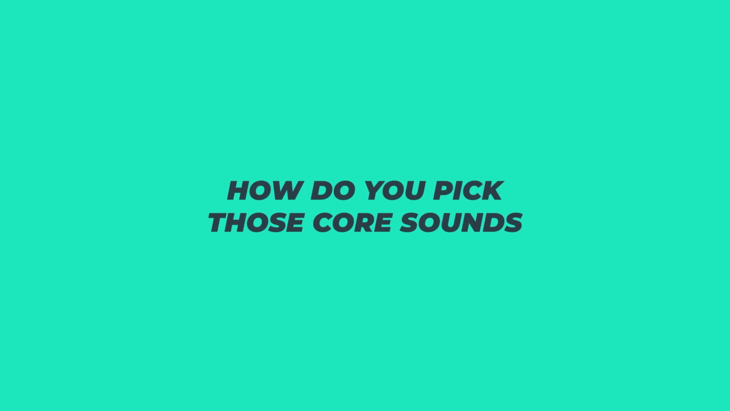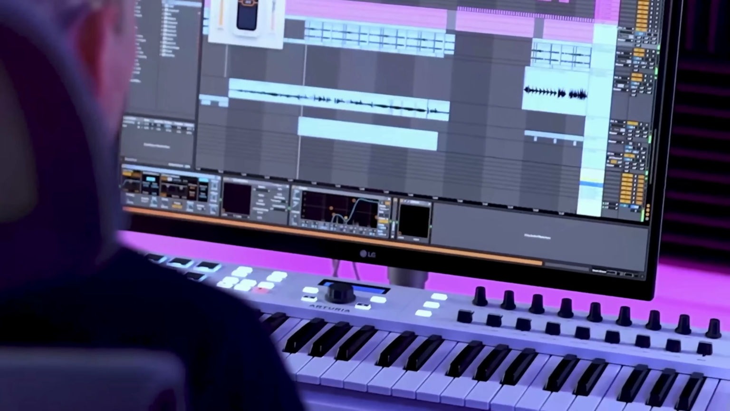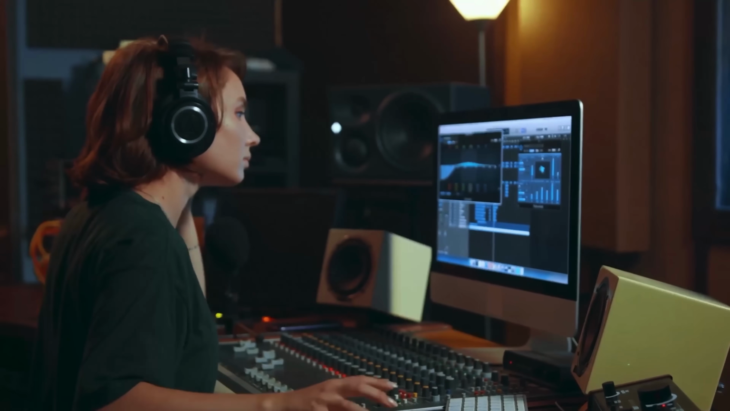Okay, so how do you actually pick those core sounds? Here's what I suggest doing, and that is using hot swapping. I do it in Ableton, but you can do it in most DAWs. Just look up how to do it. But being able to preview and listen to sounds in situ whilst the other sounds are playing is absolutely essential, because a sound that sounds good on its own doesn't mean anything if it's not working with your core sounds.